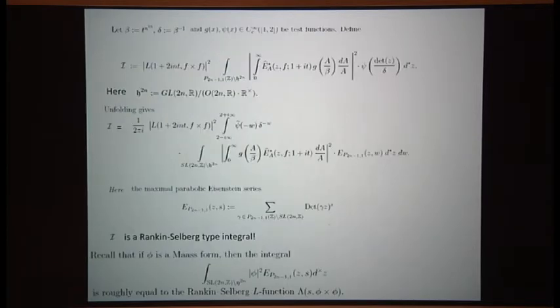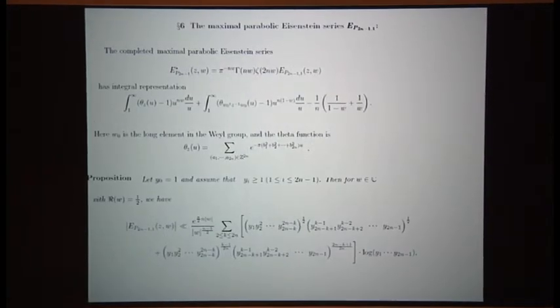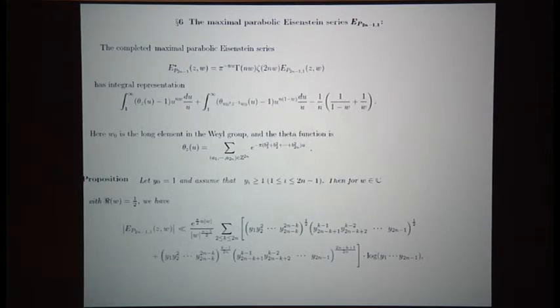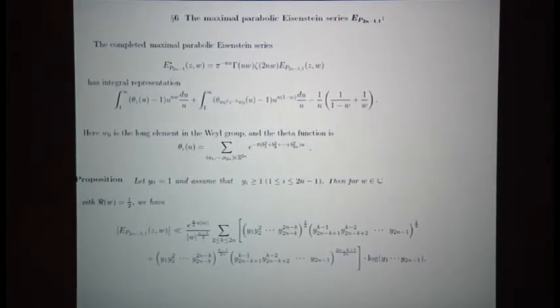Okay, so now we have to get the upper bound of this integral I. We need some bounds for the maximal parabolic subgroup Eisenstein series. This maximal parabolic Eisenstein series is much easier to study than the cuspidal Eisenstein series, because essentially it is the Epstein zeta function, and it has an integral representation.